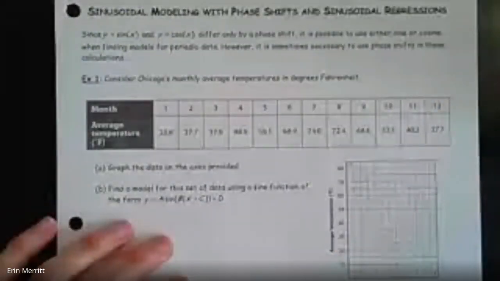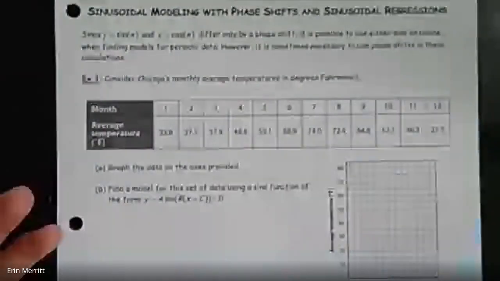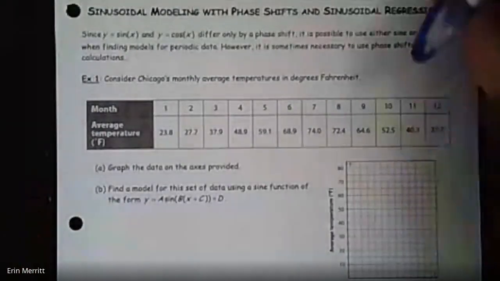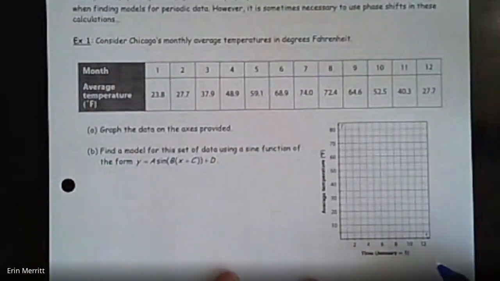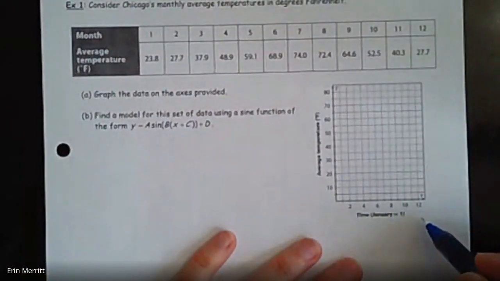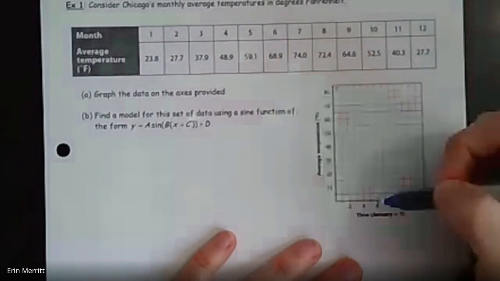So it says graph the data on the axes provided. And then we're going to create a model to represent what's going on here. Right. So first things first, on your x-axis, that's the time from 1 to 12. On your y-axis, that's your temperature.